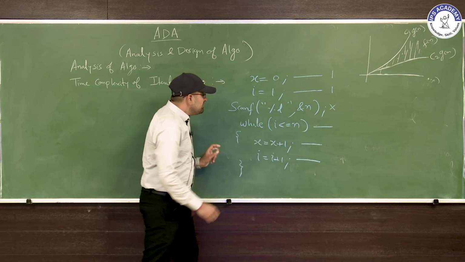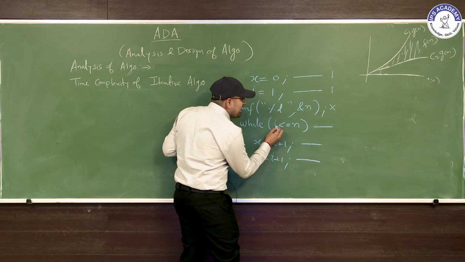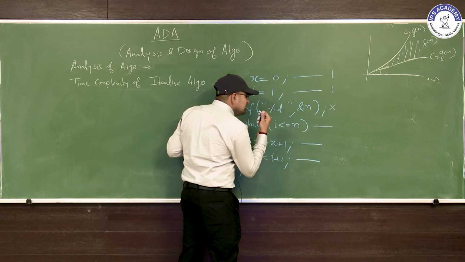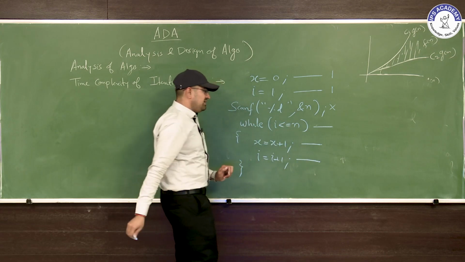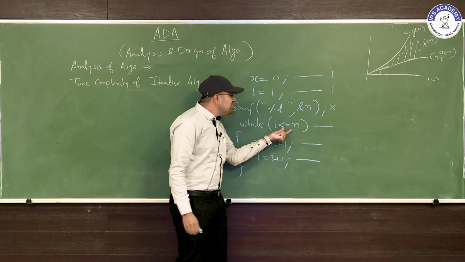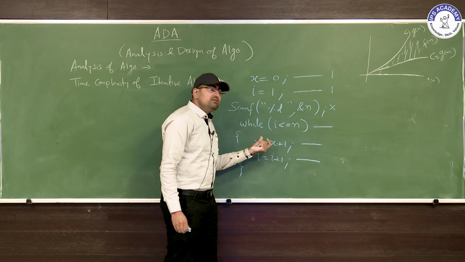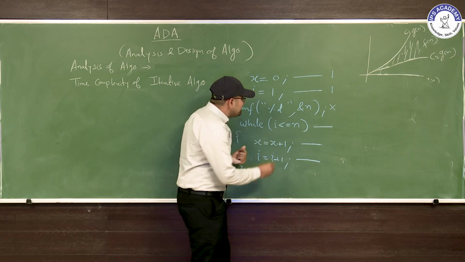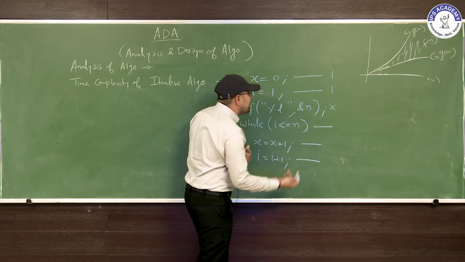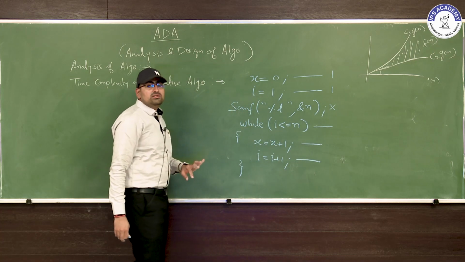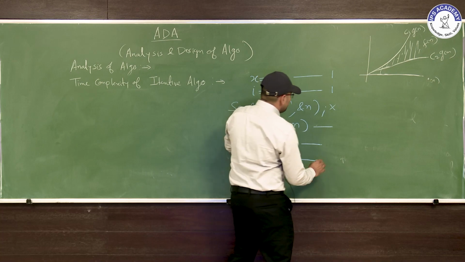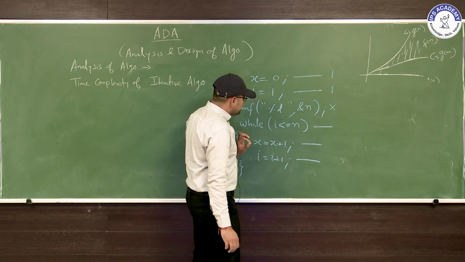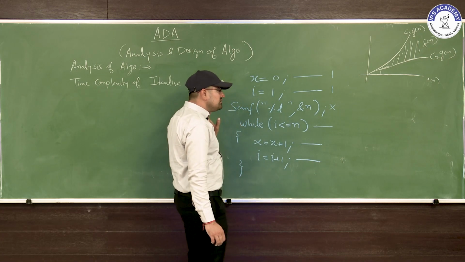कब तक compare करना है? Till we are having I greater than n, right? As far as I is smaller than n, this would be executed, right? As soon as I becomes larger than n, then it would not be executed, right? So this is also an executable statement. Now the number of times it is being executed, right?